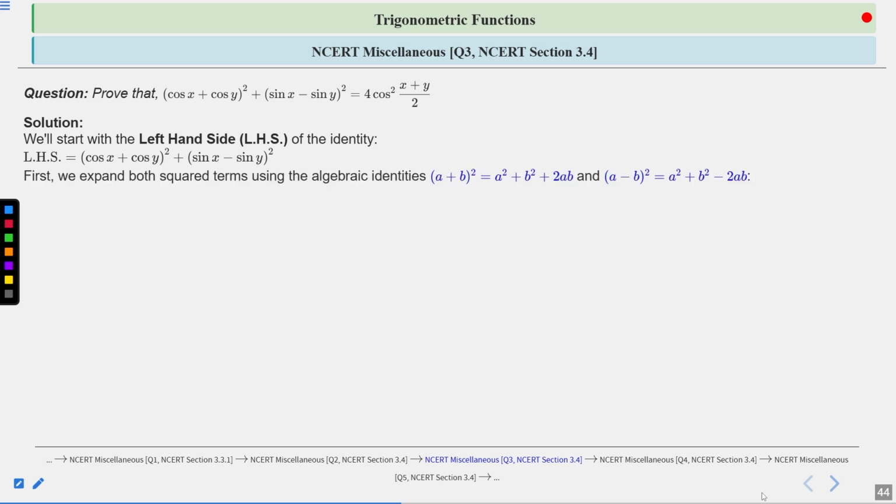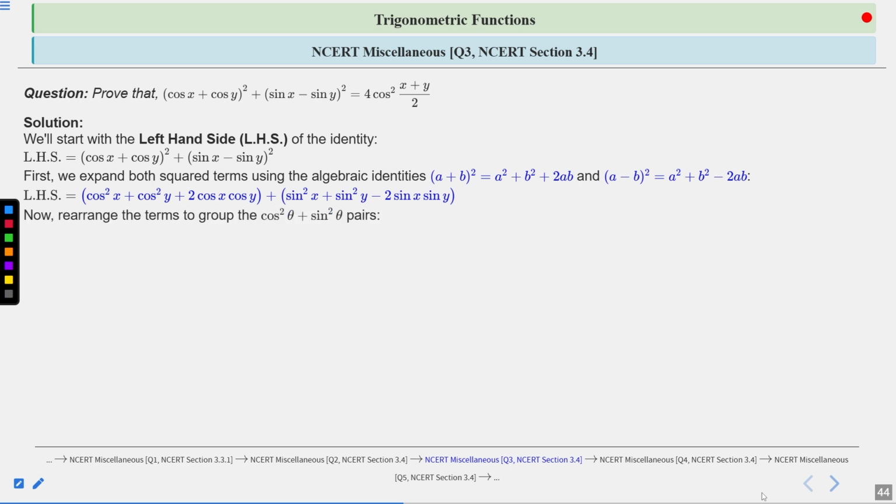First, we expand both square terms using the algebraic identities, which is a plus b whole square is basically a square plus b square plus 2ab, and a minus b whole square is basically a square plus b square minus 2ab, right? LHS is basically cos square x plus cos square y plus 2 cos x cos y plus sin square x plus sin square y minus 2 sin x sin y, right? Now rearrange the terms to group the cos square theta plus sin square theta pairs. We get LHS is basically cos square x plus sin square x plus cos square y plus sin square y plus 2 cos x cos y minus 2 sin x sin y, right?